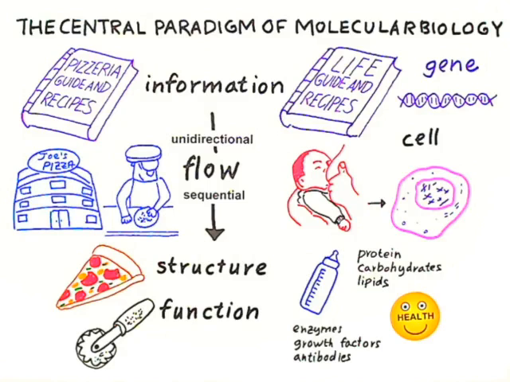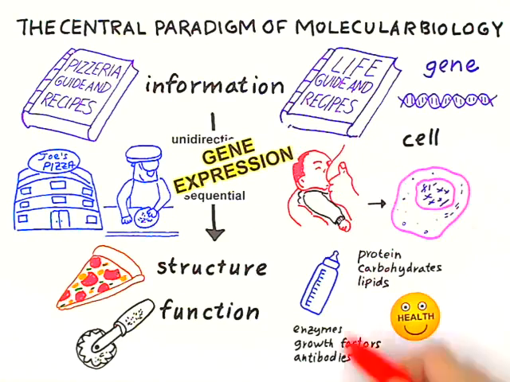The arrow, the information flow, is perhaps the most delicate part of the whole system. It is called gene expression. It is a huge part of biology.